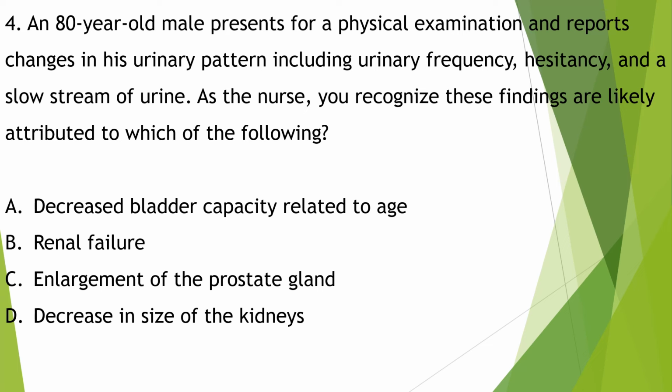A majority of males experience enlargement of the prostate gland, usually benign, with increasing age. This results in compression of the urethra and can explain subjective findings such as urinary frequency, hesitancy, straining upon urination, and a slow stream of urine. Although bladder capacity and size of the kidneys decrease with age, these do not explain this patient's subjective reports. In case of renal failure, the amount and frequency of urine typically decreases. So here, the enlargement of the prostate gland is the likely finding.